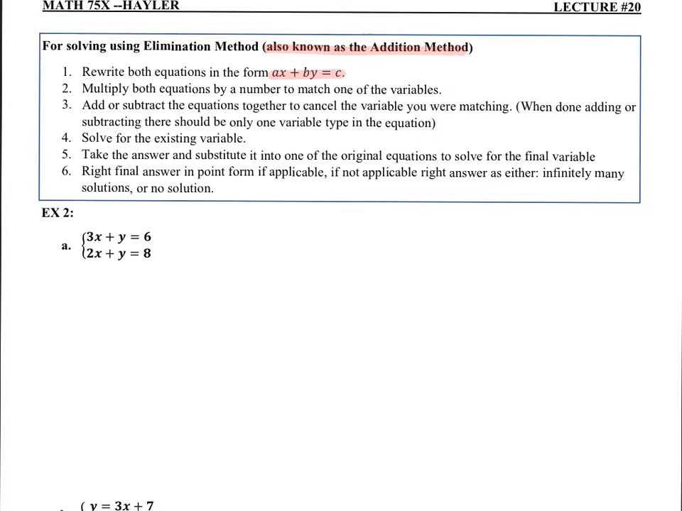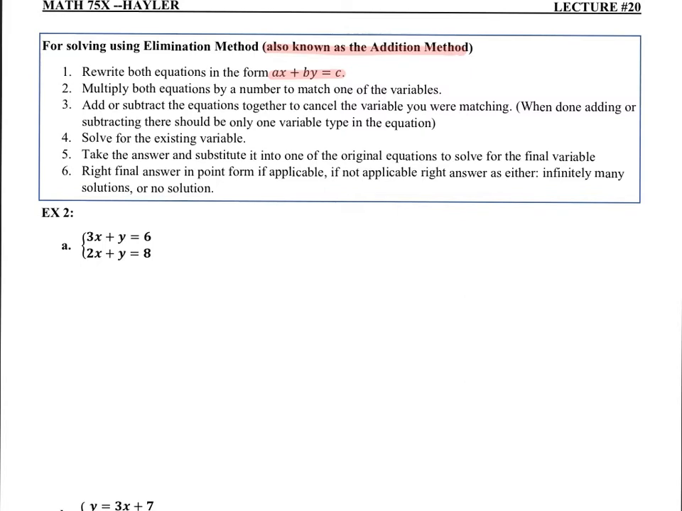Alright, so let's take a look at this. Well, so the plan is, I want them in x, y, number form, which both of these are. We have the x value, the y value, and the number. X value, y value, and number. So they're already set up perfectly. So now what I want is to match one of the variables. And what do I mean by match? Well, to match, they should either both look like 2y, or maybe negative 4x, negative 4x, something like that.